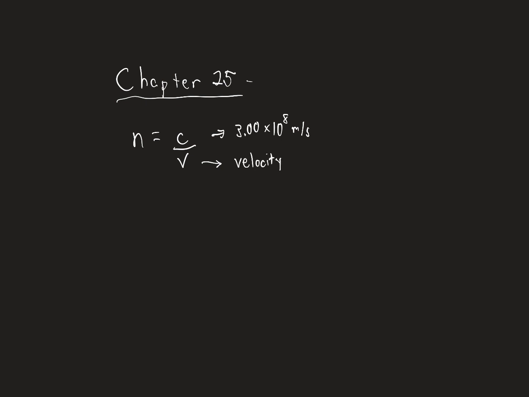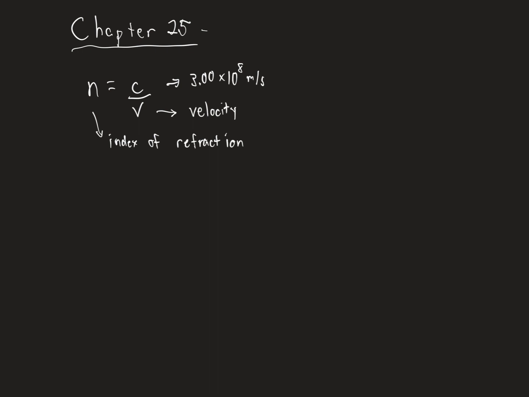And what n is, it's something called the index of refraction. And that, in particular, is a measure of how much light bends when it goes from one medium into another. So when I shine light into a fish tank or something, the light actually bends. And that bending we can quantify using this. We usually combine this with something called Snell's law.